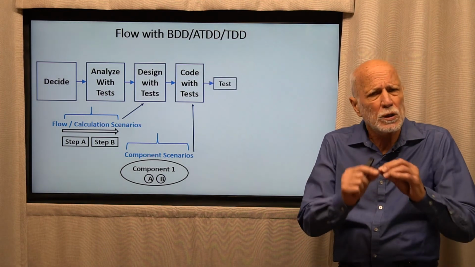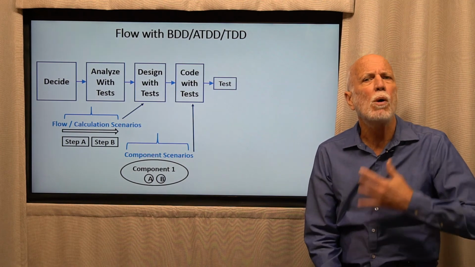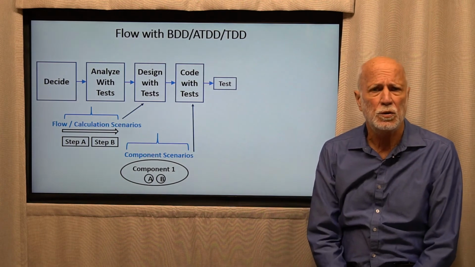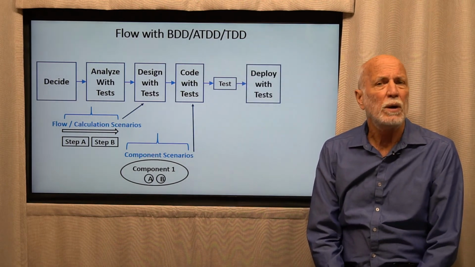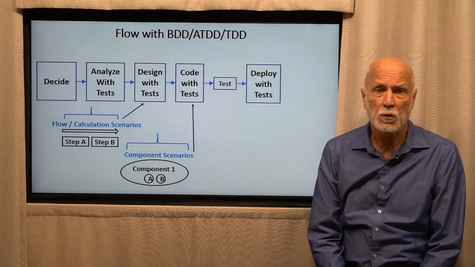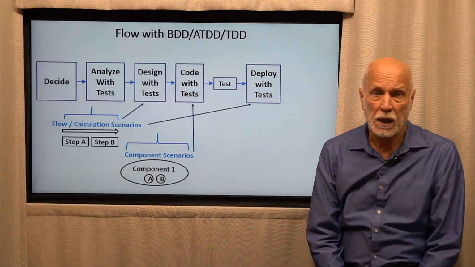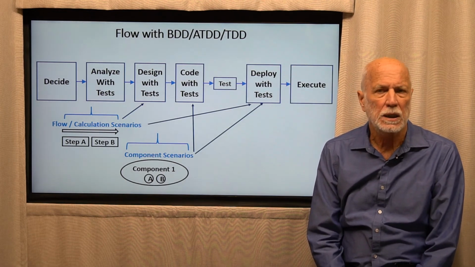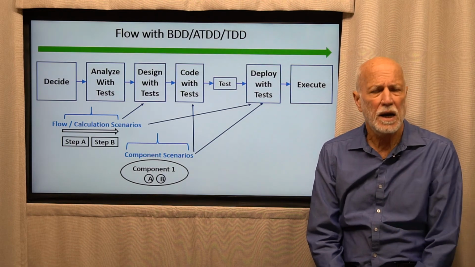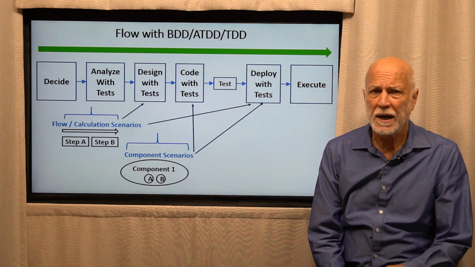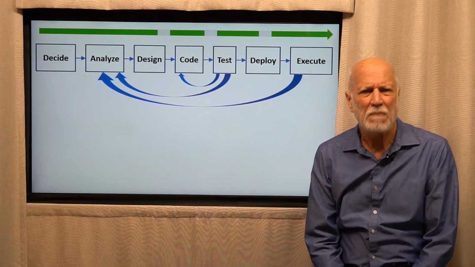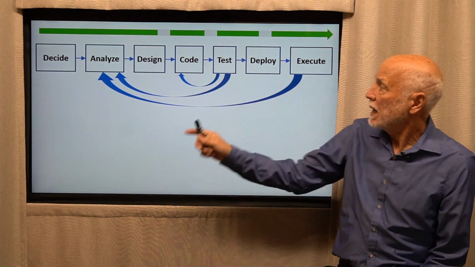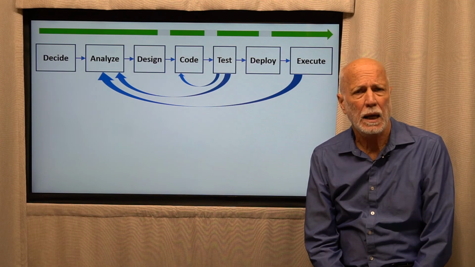We'll do some tests, and notice we'll do a lot less tests because this will be more exploratory testing. We've done most of the functionality testing in these 2 stages. Then, when we deploy, we'll be utilizing some of those tests from both the flow calculation and the component scenario. Finally, we send it into production and execute. There becomes our flow. Now, let's look at what we had before. We had these loopbacks from test to code, test to analyze, and execute in production back to analyze.